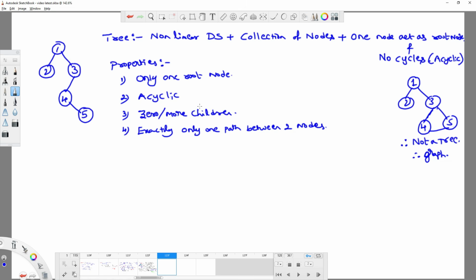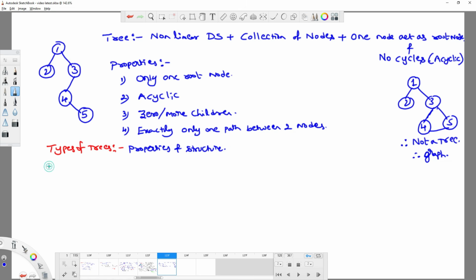If you are going to get more than one path, what is the meaning of that? There is a cycle. Then we call it as a graph. We can't call it as a tree. So based on these properties, I can define various types of trees. Various types of trees, right? Which means they have classified based on certain properties, behavior and structure into various types of trees.